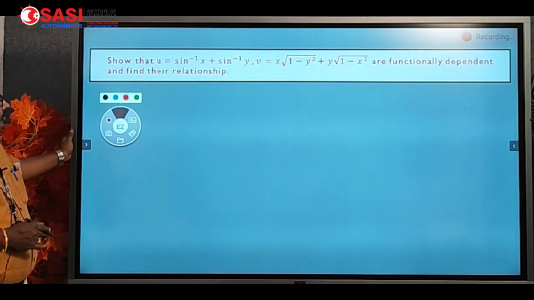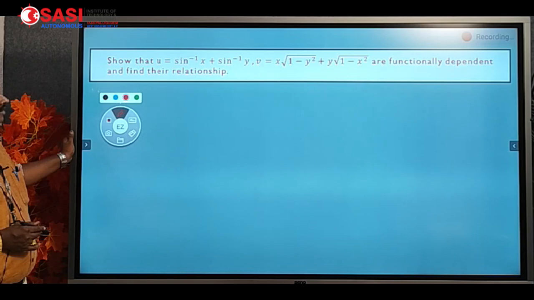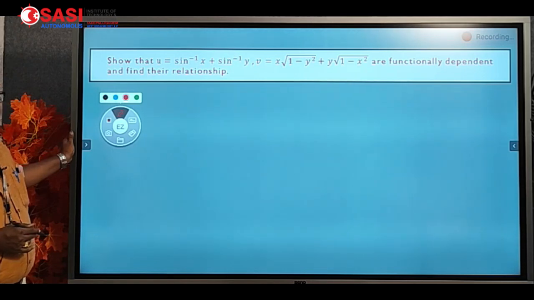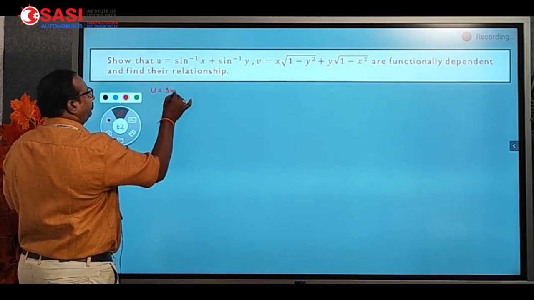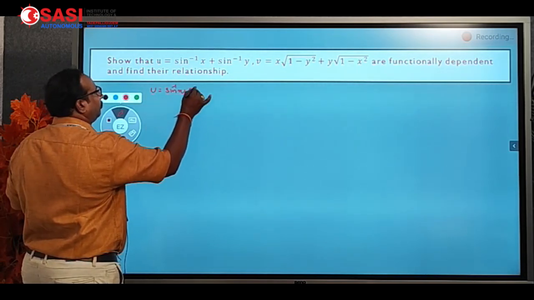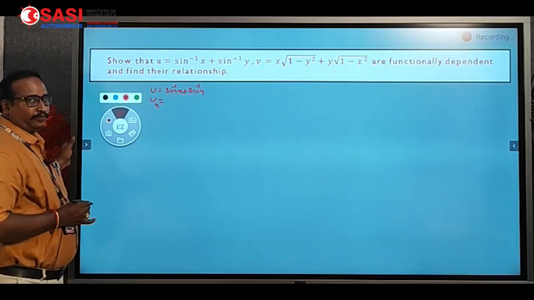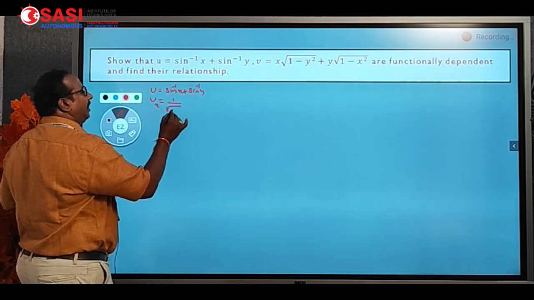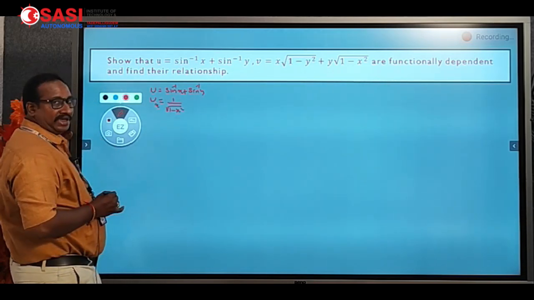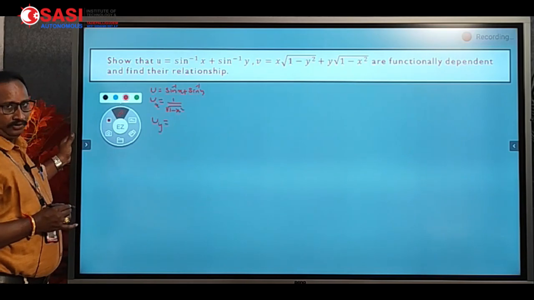Now coming to one problem: show that u equals sin inverse x plus sin inverse y and v equals x root 1 minus y square plus y root 1 minus x square are functionally dependent and find their relationship. Okay, so take u equals sin inverse x plus sin inverse y. Now calculate u_x, the partial derivative with respect to x. With respect to x means y is constant. So the derivative of sin inverse x is 1 by root over 1 minus x square, and the derivative of sin inverse y is 0. Now u_y, the partial derivative with respect to y, so x is constant.